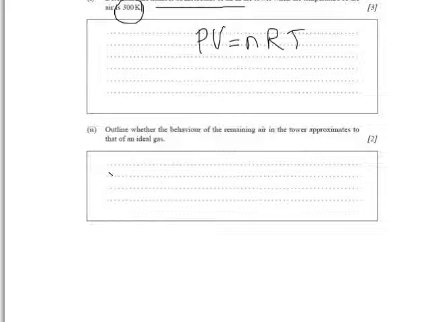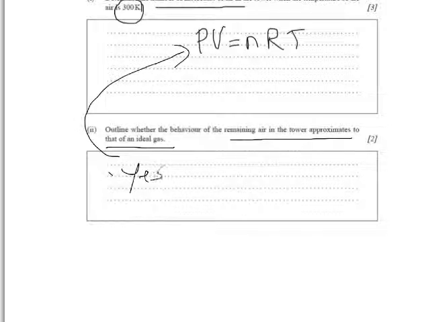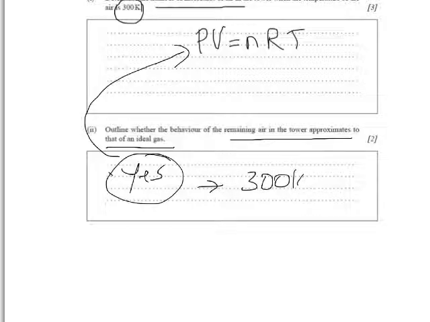In the next question, outline whether the behaviour of the remaining air in the tower approximates to that of an ideal gas. Does it follow this ideal gas law? The answer would be yes. We are dealing with 300 Kelvin, so the temperature is high enough and the pressure is low enough to expect ideal gas conditions.